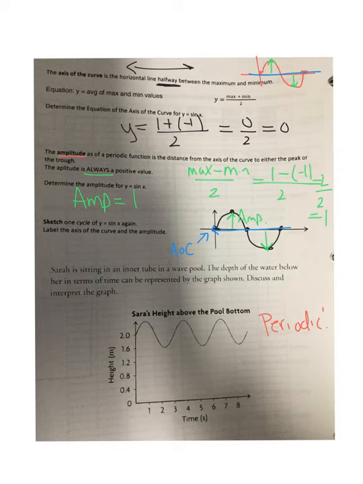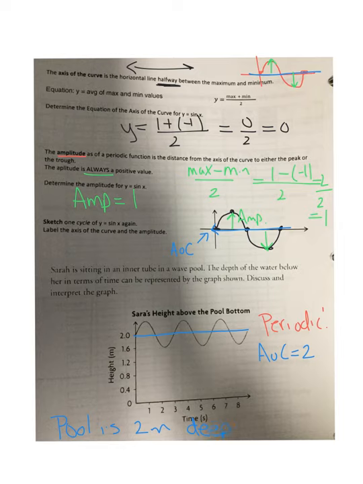The next thing that I'm going to see is that the middle of this graph, or my axis of the curve, is going to be right here at 2. This means that this is her middle point. Now, if you're thinking about this, in a wave pool, if there were no waves, that would mean that the pool is 2 meters deep.